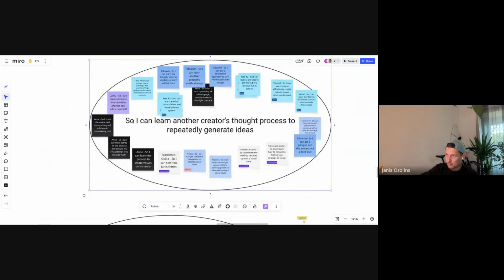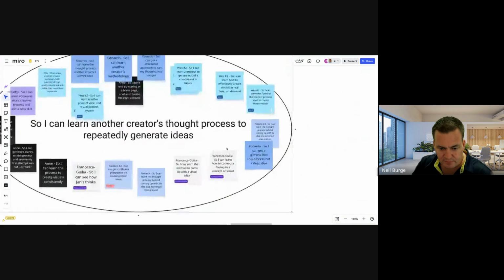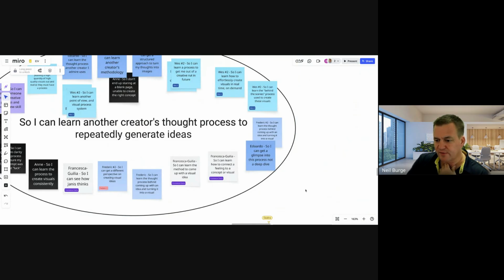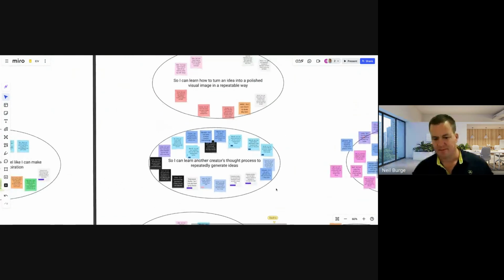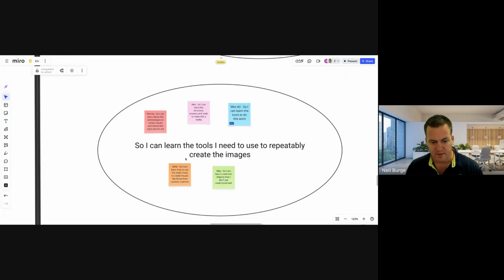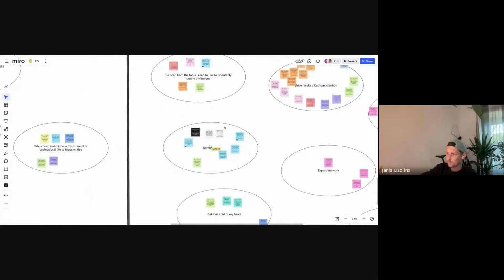Yep. No, it's good. And Kathy's in there. I think she might be an outlier in that group, but that's fine. And then Francesca Julia sits in there because she could do it, but again, she wanted to know what your process was and how you explain it. I think that one fits. This one here, tools. I think these are all saying pretty much the same thing. So I can learn the tools I need to use to repeatedly create the images. Yeah, there's nothing wrong with it. It's not brilliant, but it's not bad.